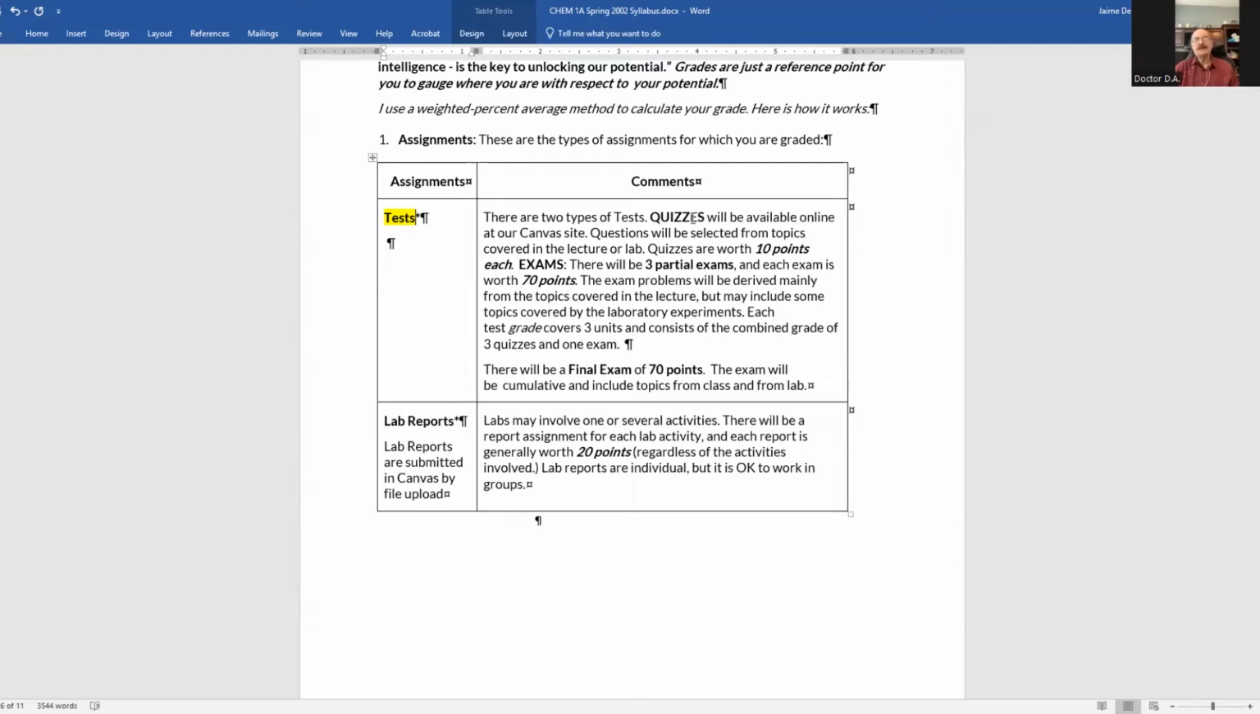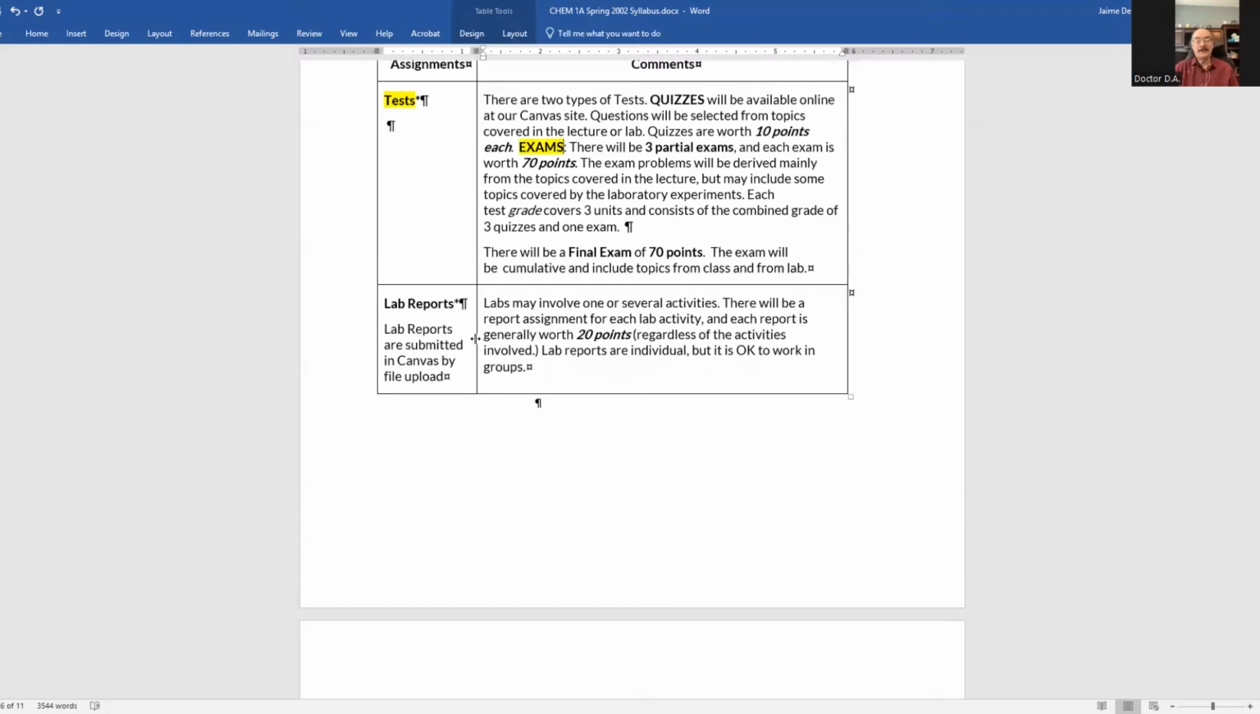Now, the quizzes essentially are for practice. I'm giving you points because I think it's worth your while to do it for points, but they're really not the main item on our menu. Exams are going to be in person. There's going to be 3 of them, and they're worth 70 points.